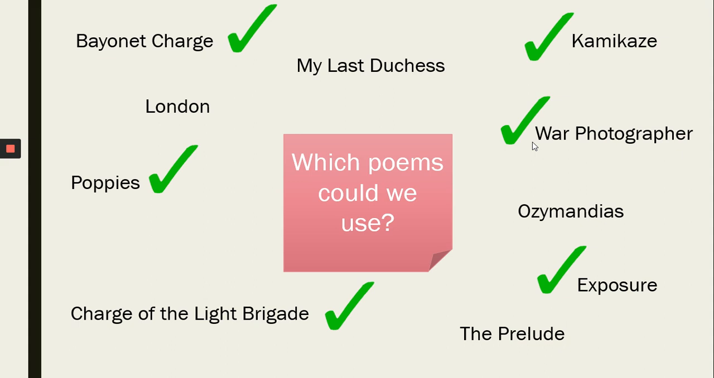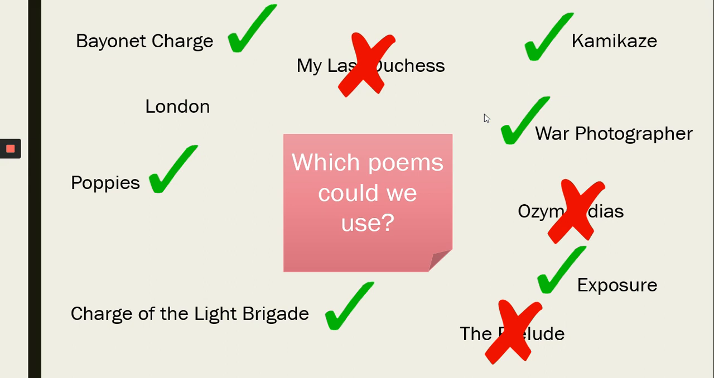The key thing to make sure of is that when we're looking at a question like this, we don't talk about things like Ozymandias, The Prelude, My Last Duchess, and London. They are not poems about war. London does mention war. You could argue about conflict in Ozymandias, but they are not going to make for an easy comparison. Go for the easy comparison. That way you can spread your wings with the most interesting stuff.